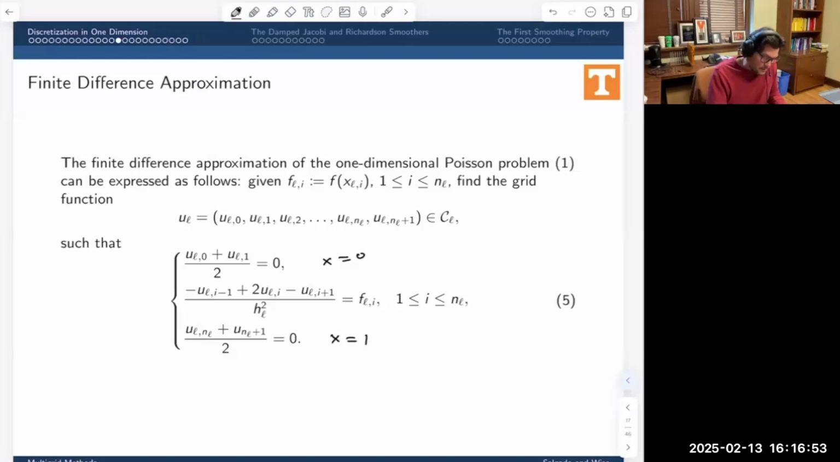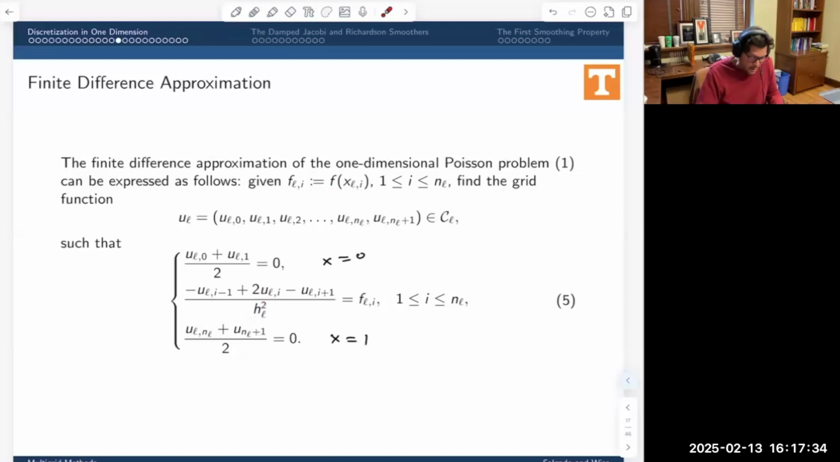And then in the interior of the grid, I'm going to use my standard 3-point finite difference approximation: minus u_{i-1} plus 2u_i minus u_{i+1}, all divided by the mesh spacing squared, which in this case is just 1 over N, the mesh spacing squared, and that's going to be set equal to the known value of f at the grid point x_i. So that's how I define f_i. It's the function f evaluated at x_i.